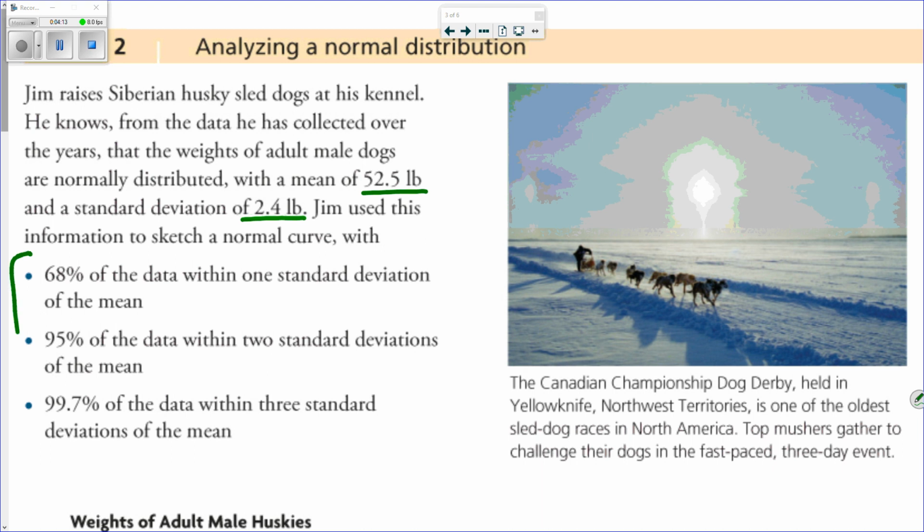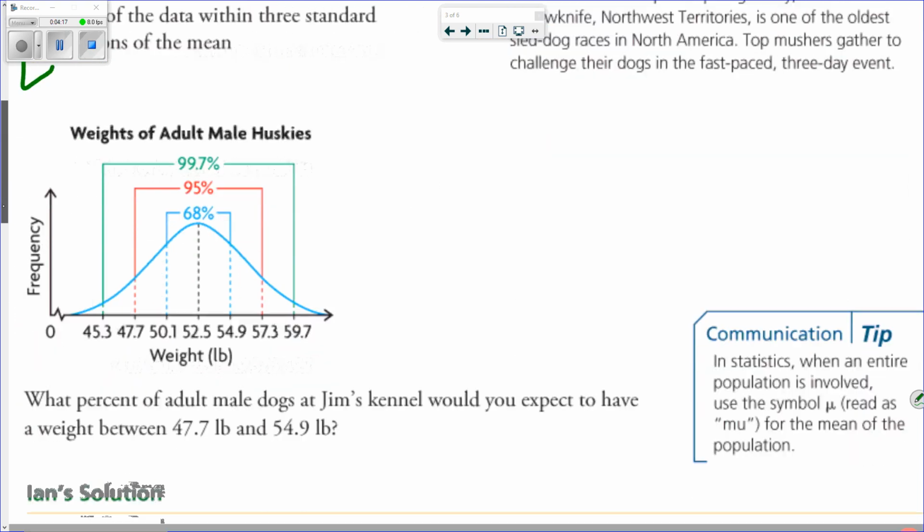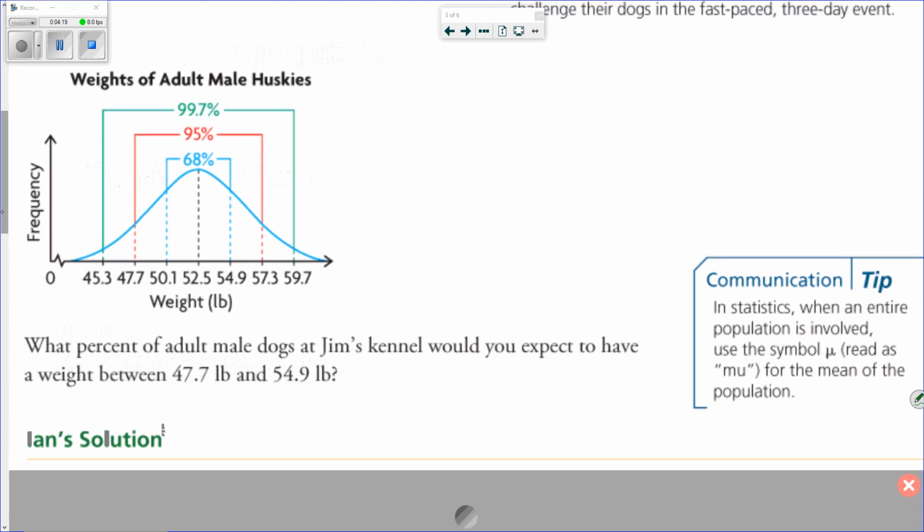Here they go through what we just talked about. So Jim goes through and graphs it all and labels it with the percentages. So what percentage of adult male dogs at Jim's Kennel would you expect to have a weight between 47.7 and 54.9 pounds? So we're looking for what percentage of data points are going to lie between the 2 green marks.